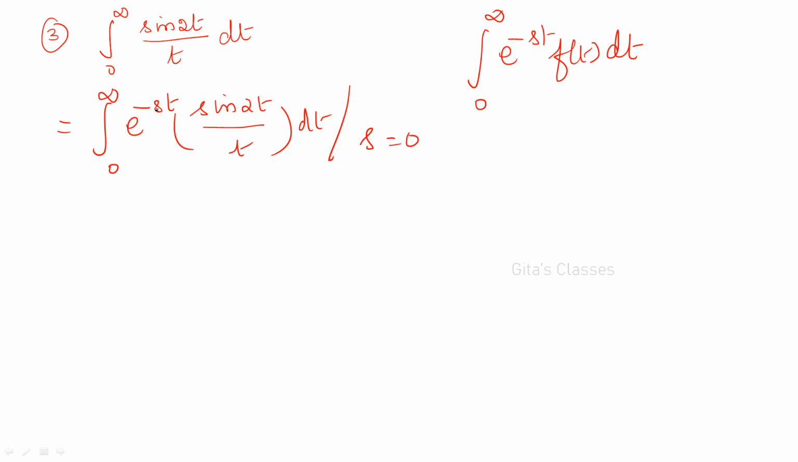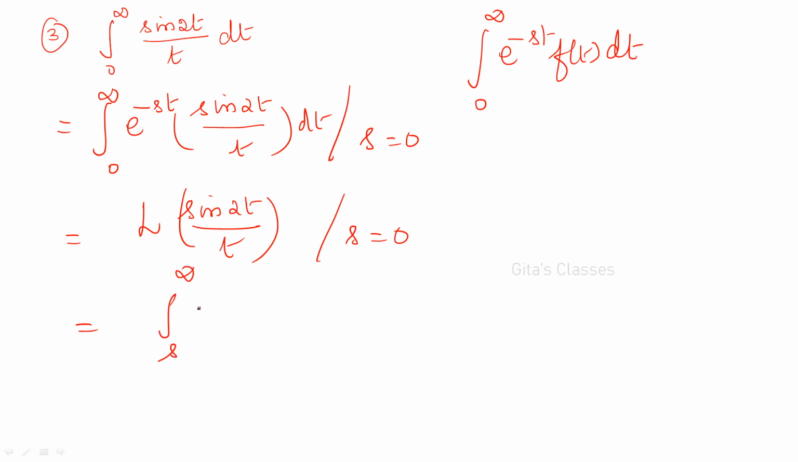So when you substitute s is equal to 0, what will happen? e power 0 will become 1. So in the place of 1, I am writing it as e power minus st, where s is equal to 0. So this is equal to, by definition, L of sin 2t by t at s is equal to 0. What is L of sin 2t by t? Division means integration. So without this t you find the Laplace transform, then integrate from s to infinity. So integral s to infinity L of sin 2t ds.